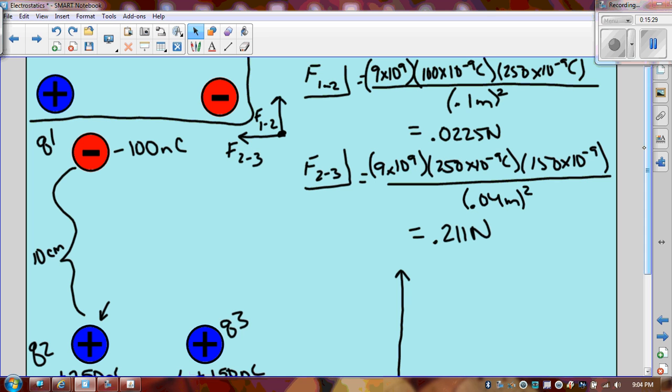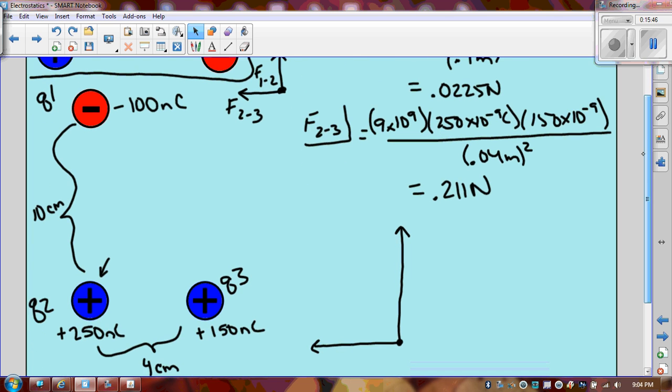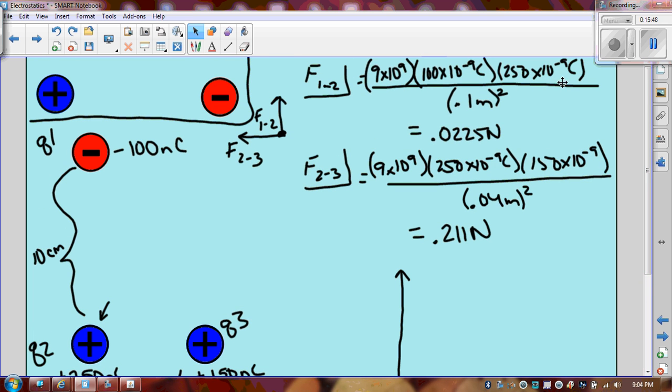Okay, so let's check our work. As I was working, I was hoping you guys spotted that it's nanocoulombs. When I plug in my numbers there, we have 9 times 10 to the ninth. For the first one, it's 100 times 10 to the negative ninth, not negative 6 because it's nano. And then charge 2 down here is 250 nanocoulombs, and so 250 times 10 to the negative ninth coulombs there. Distance of 10 centimeters is also 0.1 meters. Square that. All in all, the force between charge 1 and 2, or vertically, is going to be 0.0225 newtons.